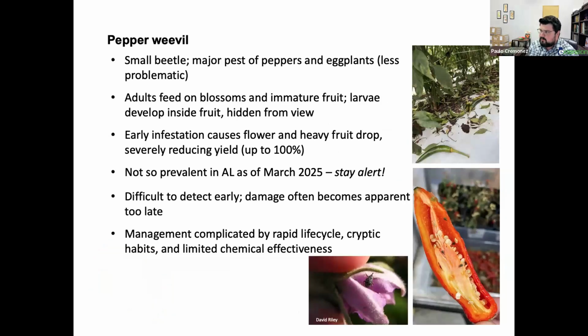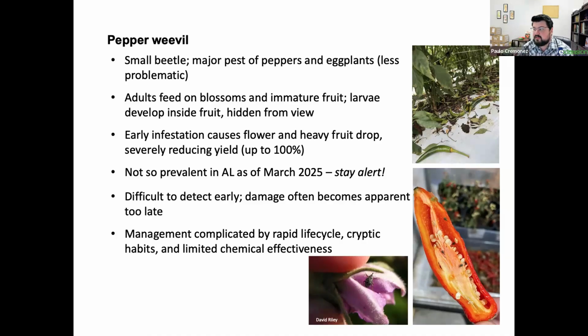And I think this will be the last insect pest that I'm going to talk about: pepper weevil, more specifically for peppers. So this is not a generalist. This pest is very specific for this crop, for bell peppers and hot peppers. It's a small beetle, from the same genus as the cotton boll weevil, actually. So it's a major pest of peppers and eggplants, although in eggplants it's less problematic. It's mostly for the flower production, but it's not going to be so much of a problem.